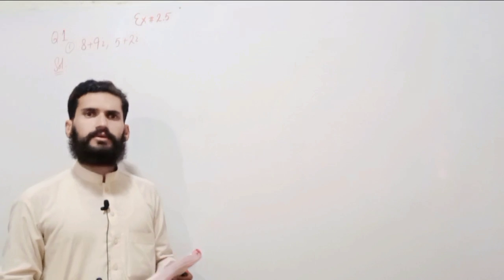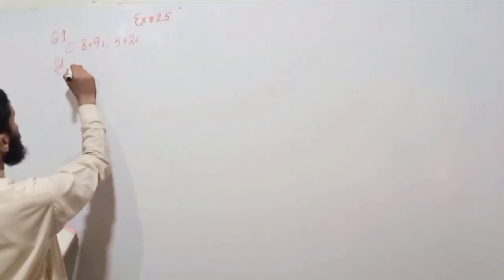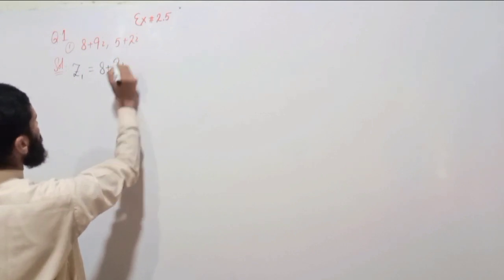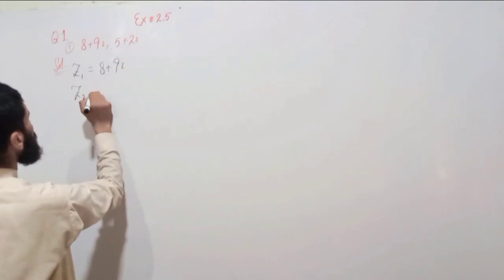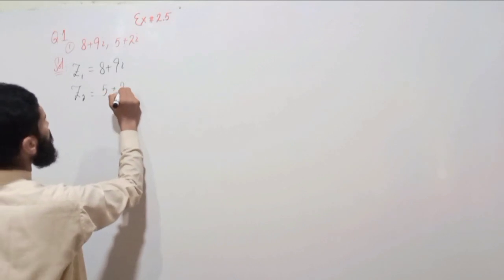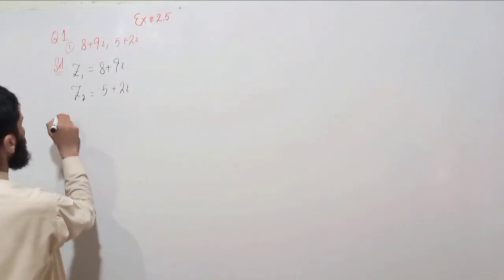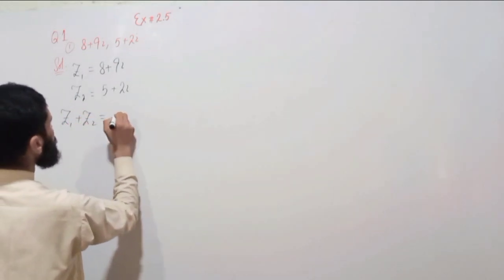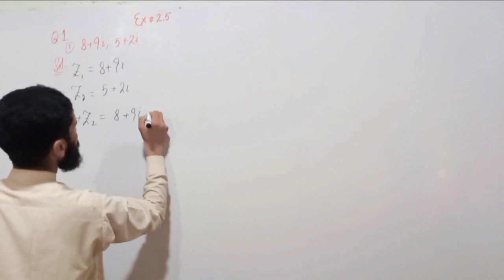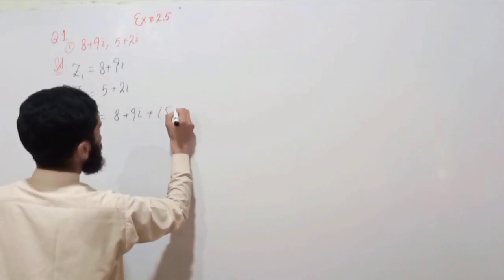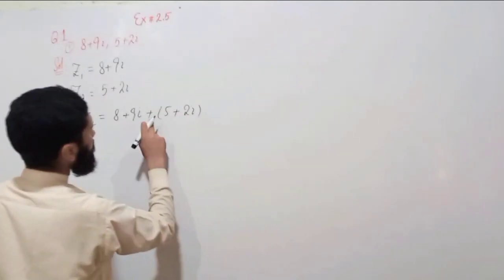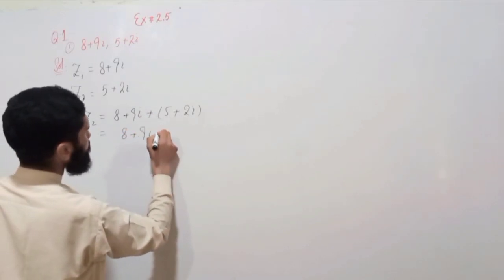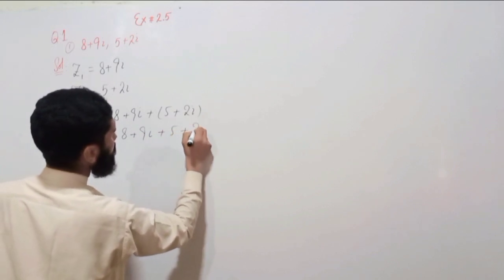First, we name the two complex numbers: z1 is equal to 8 plus 9 iota, z2 is equal to 5 plus 2 iota. So the addition is z1 plus z2, which is 8 plus 9 iota plus 5 plus 2 iota.